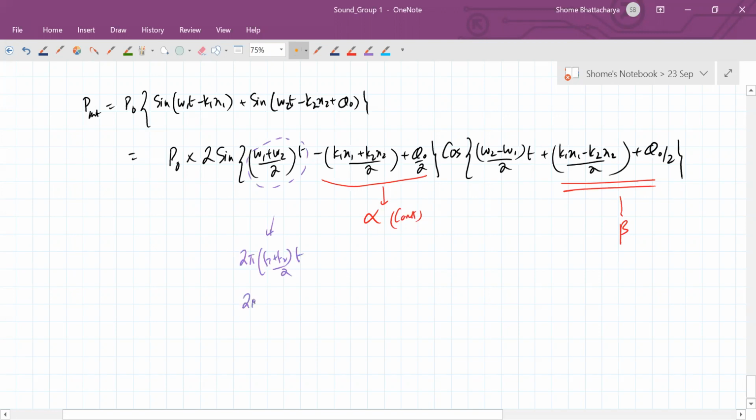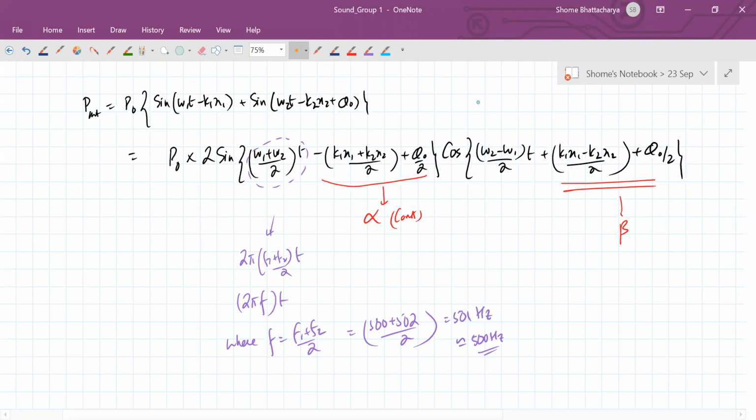So let's think of that as 2 pi f into t, where f is the average of f1 plus f2 by 2, which in our particular case is 500 plus 502 by 2. So it's 501 hertz, which is basically something like 500 hertz only. In terms of the pitch of the sound, you won't hear too much difference between 500 and 501 hertz. Hardly any difference.